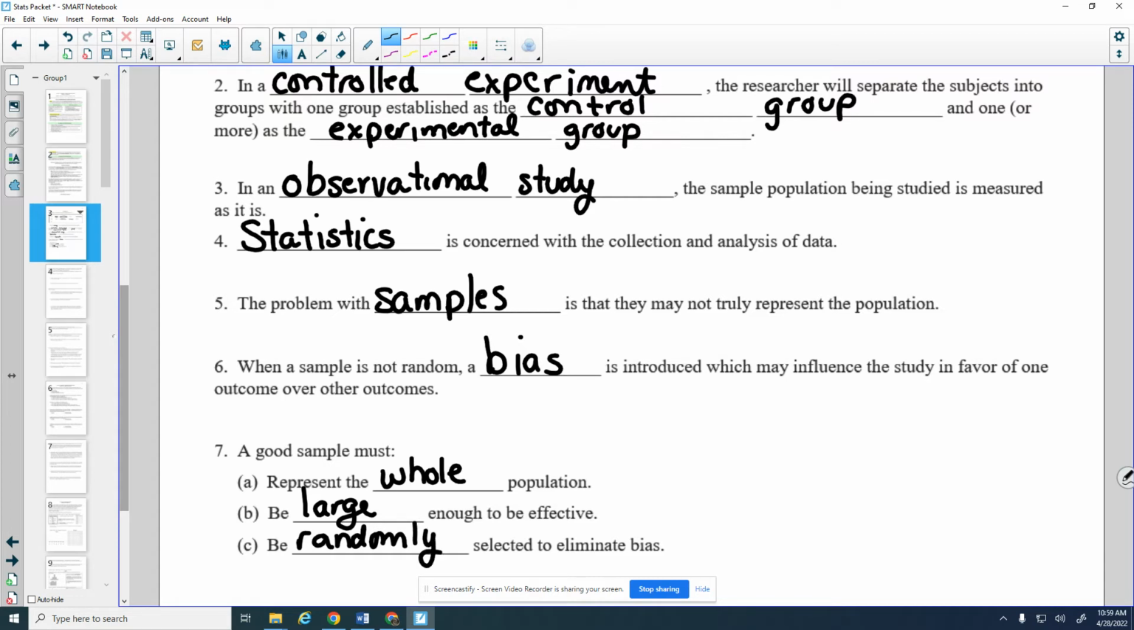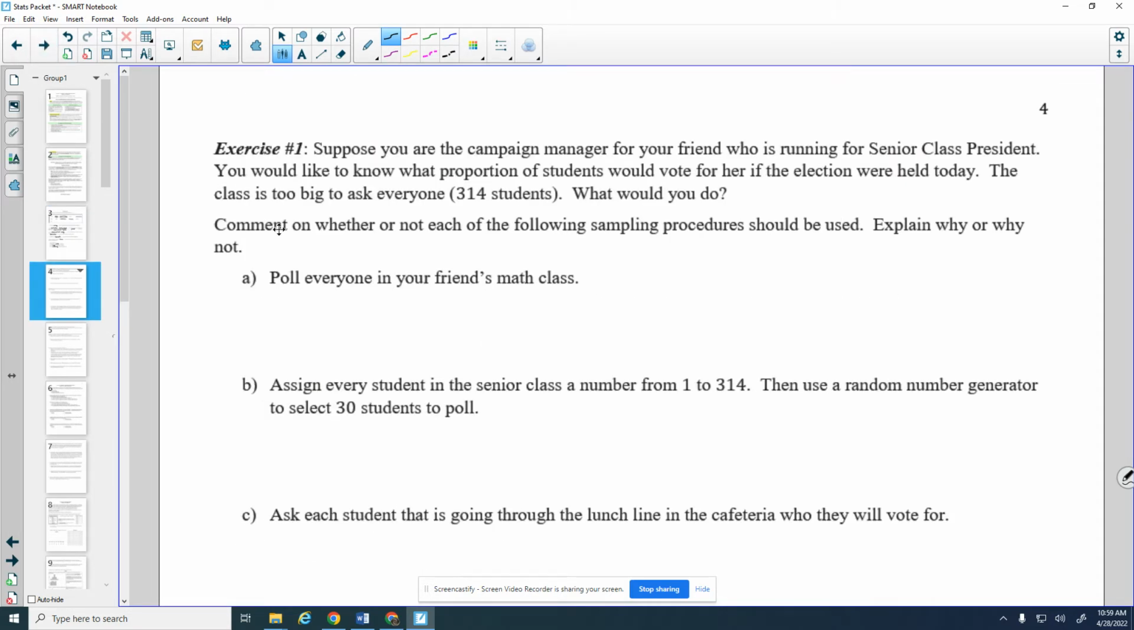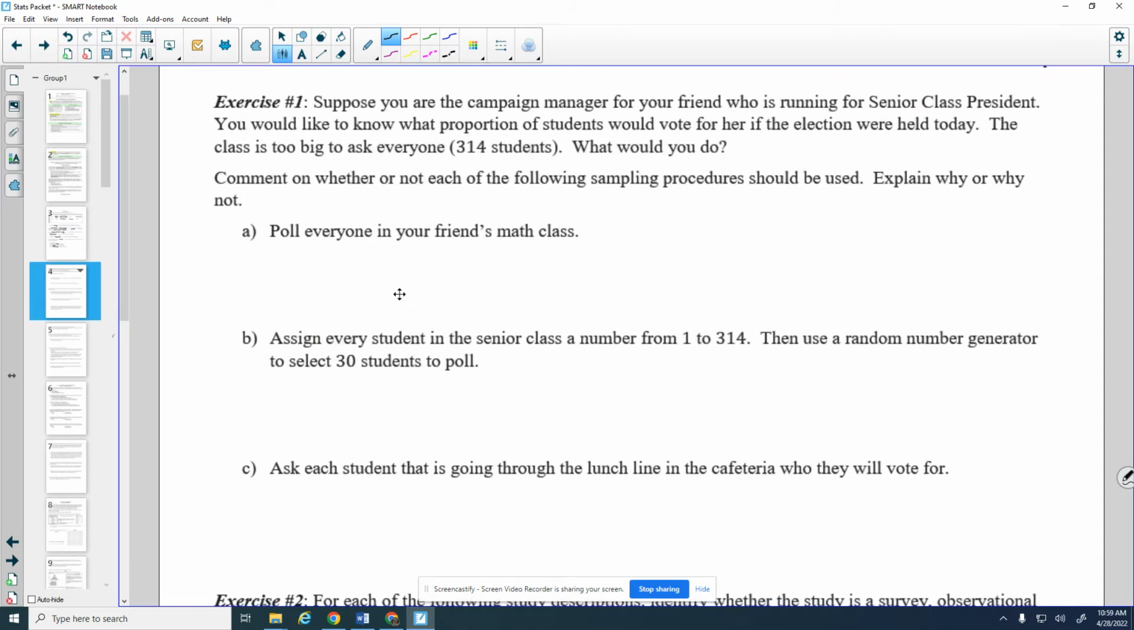Looking at our next page, that was our reading review. We're going to answer more applied questions for these topics. So exercise 1. Suppose you are a campaign manager for your friend who is running for senior class president. You would like to know what proportion of students would vote for her if the election were held today. The class is too big to ask everyone, 314 students. What would you do? Okay, so comment on whether or not each of the following sampling procedures should be used and explain why or why not.